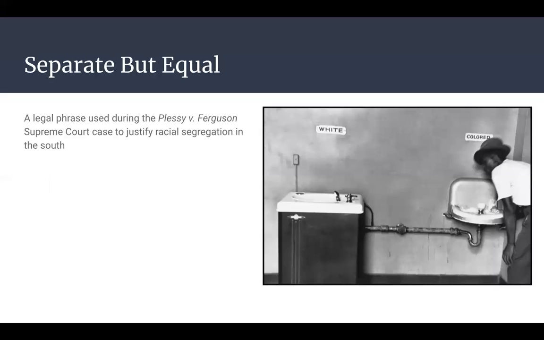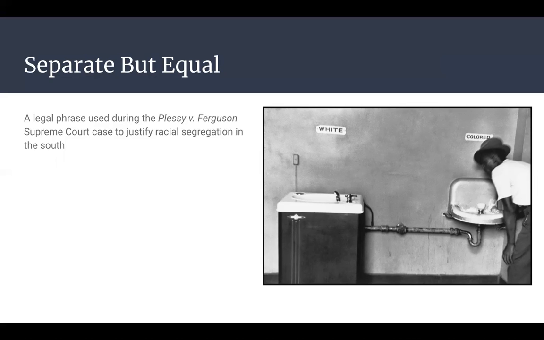Separate but equal, a legal phrase used during the Plessy versus Ferguson Supreme Court case to justify racial segregation in the South. So this is a legal term that was used by people at the time to justify there being racial segregation in the South. They said it's okay to be separate because we're all equal. Well, we know that wasn't necessarily the case.